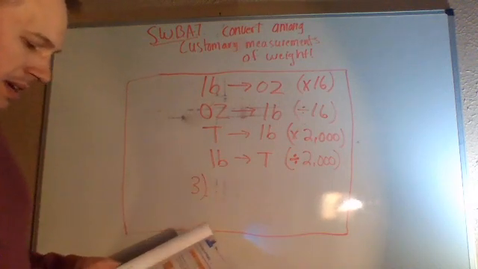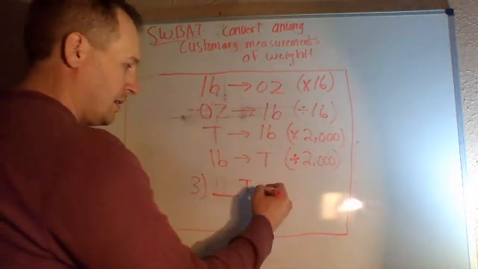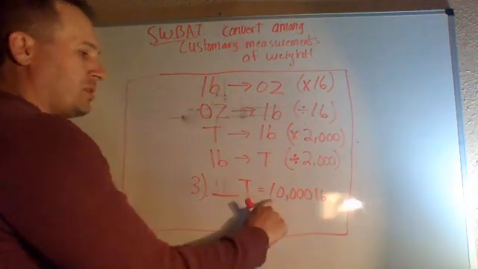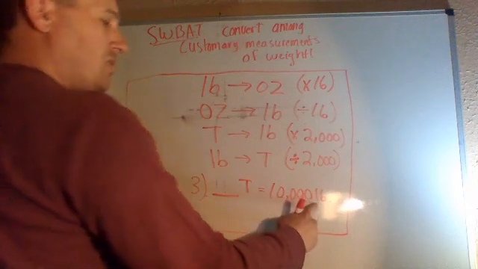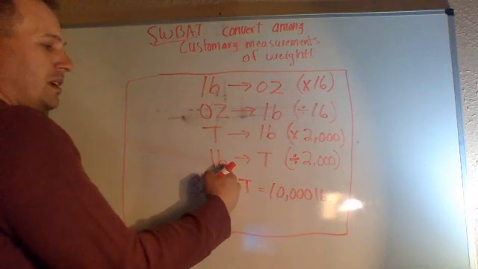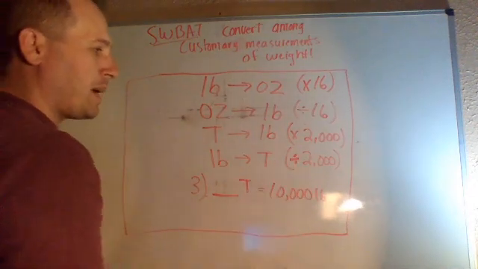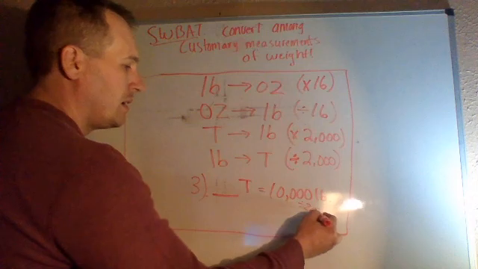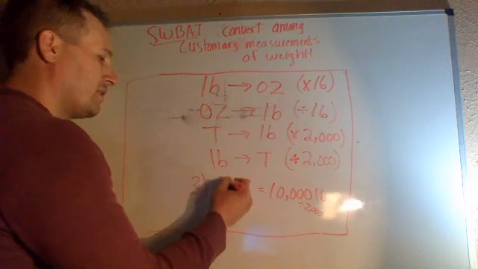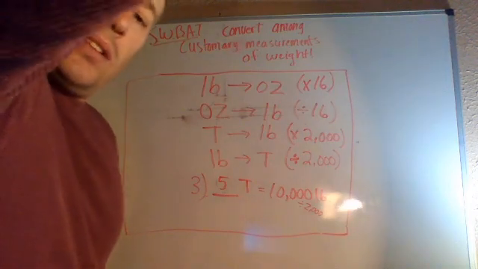Number 3 says, how many tons is equal to 10,000 pounds? You're starting with pounds, so you have the poundage and you have to get back to tons. So where's the pounds to tons? Pounds to tons is right here. Pounds to tons is divided by 2,000. So we take this 10,000 and we divide it by 2,000. 10,000 divided by 2,000 is 5. So 5 tons is equal to 10,000 pounds. So that's all we need to do for that.